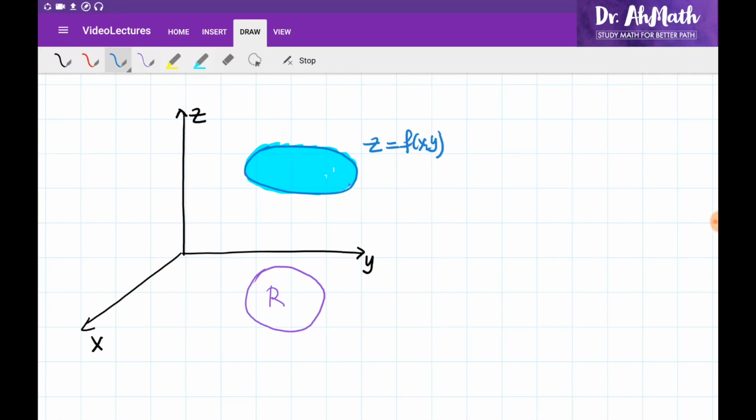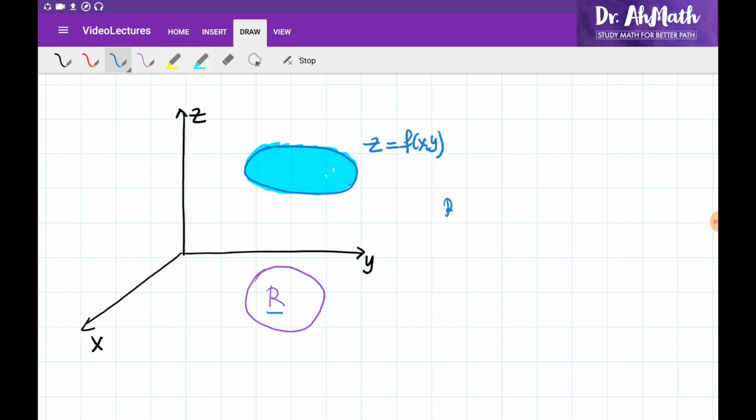Evaluating the volume under a surface over circular regions in rectangular coordinates is a little bit difficult because the region R is defined by difficult functions. So let us assume that R is a circle with the center at (0, 0) and with the radius R.